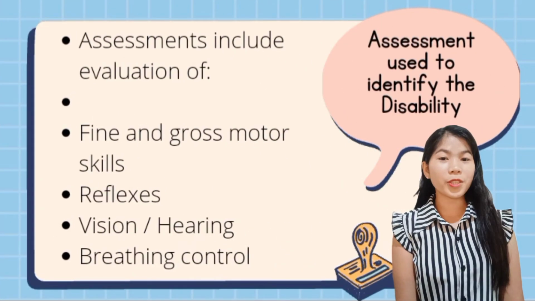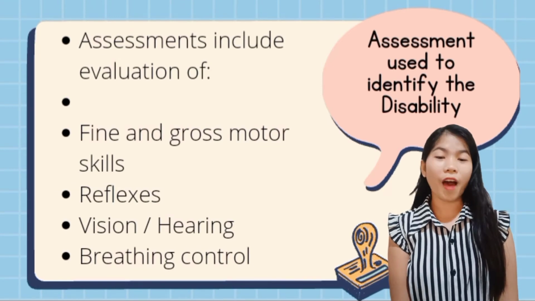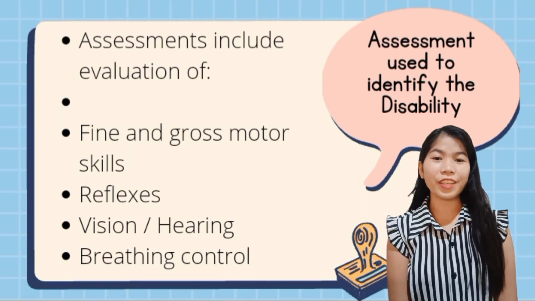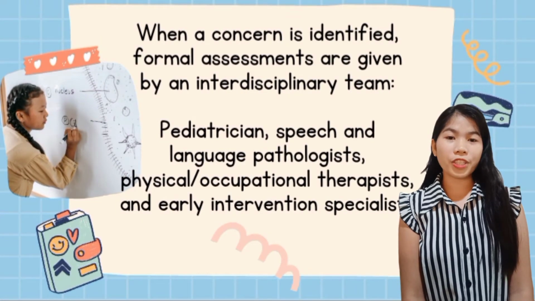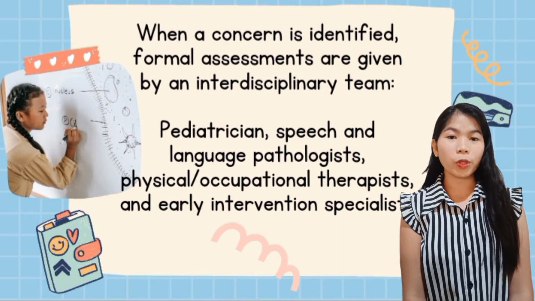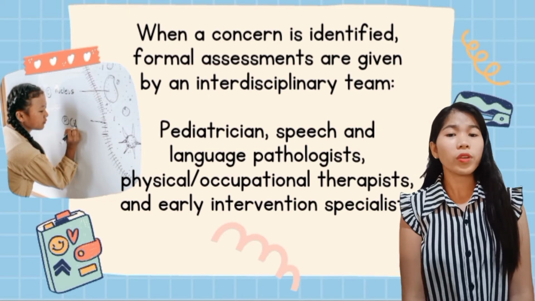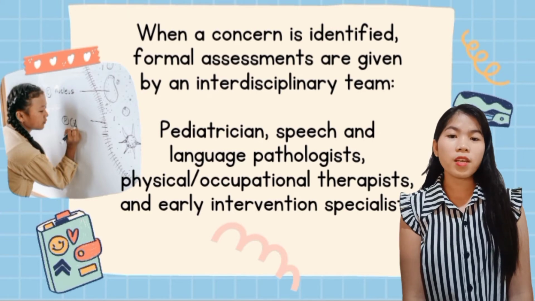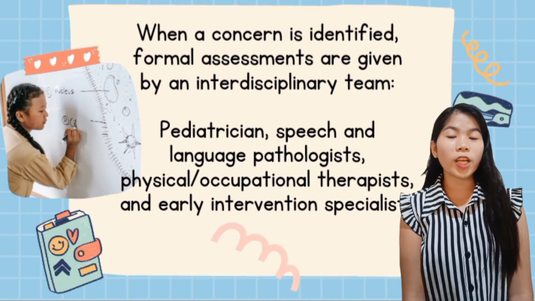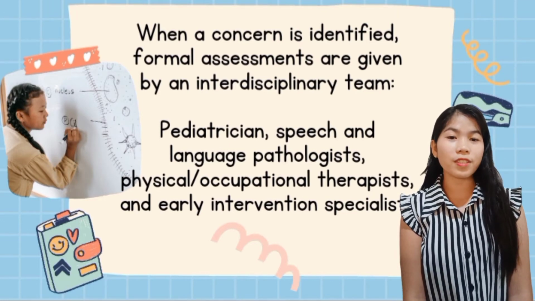What are the assessments used to identify the disability? Assessment includes evaluation of fine and gross motor skills, reflexes, vision or hearing, and breathing control. It is common for a pediatrician to make the diagnosis right after birth or within the first year of a child's life, as they miss certain developmental milestones. When a concern is identified, formal assessments are given by an interdisciplinary team. It includes pediatrician, speech and language pathologists, physical or occupational therapists, and early intervention specialists.